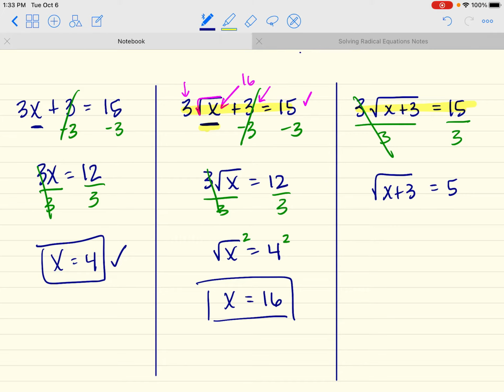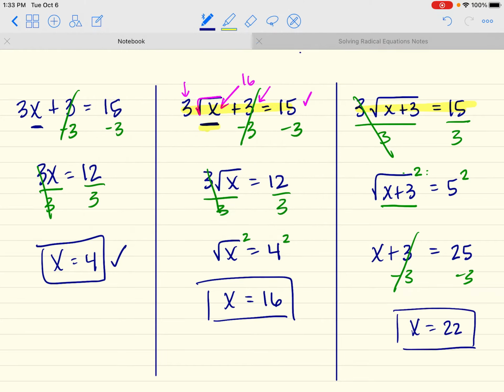So our next step is going to be to get rid of that square root by squaring. So we're going to square both sides. Again, the square and the square root are going to cancel. So our entire radicand, which was x plus 3, can come down now without the square root. And then on the other side, 5 squared makes 25. Now that the radical is gone, we're going to take an extra step to get rid of this plus 3. Now we can subtract it over, and that gives us our final answer, which is 22.